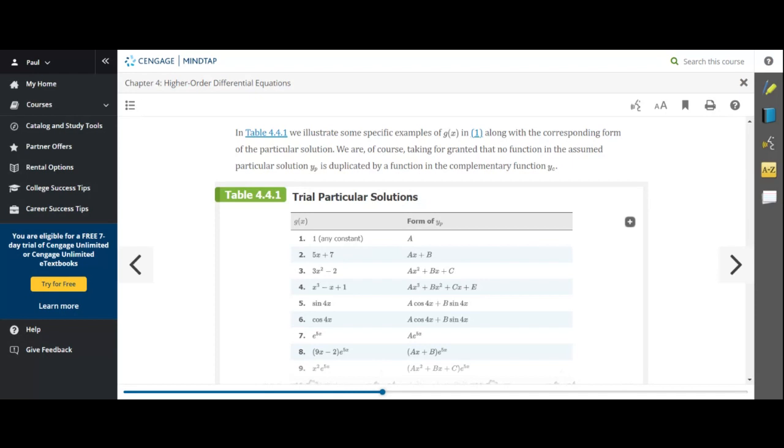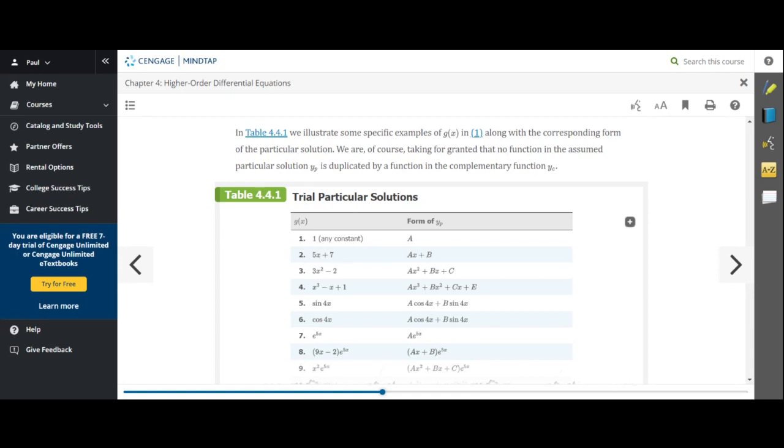Line 3, if g of x is 3x squared minus 2, then your guess is going to be ax squared plus bx plus c. You have to make a guess that's going to help you solve the differential equation, and so the right-hand side function clues you in. Look here at row 5, you have the sine of 4x.